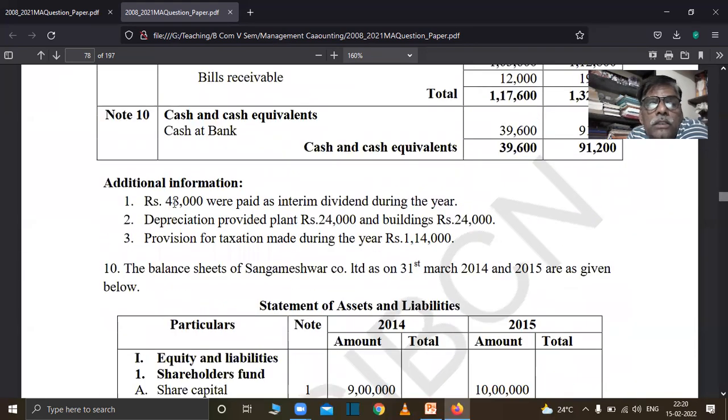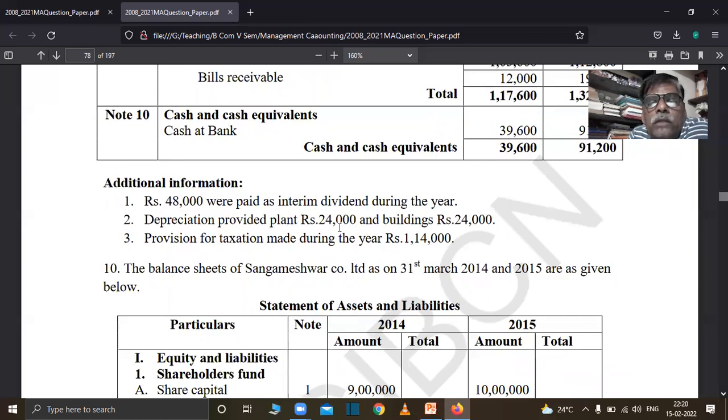Then regarding the adjustment, 48,000 interim dividend. Interim dividend and dividend are totally different. You remember it. So interim dividend always you take in the funds from operation and take in the application side of fund flow statement.